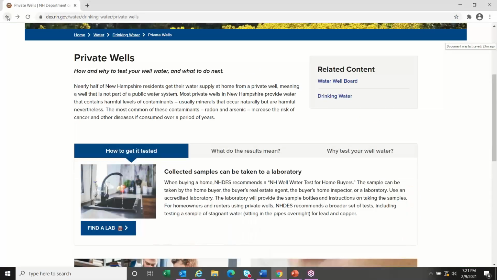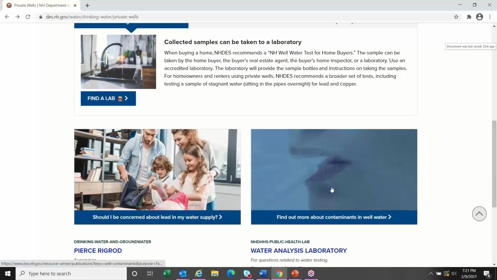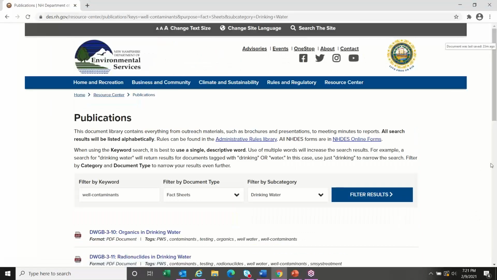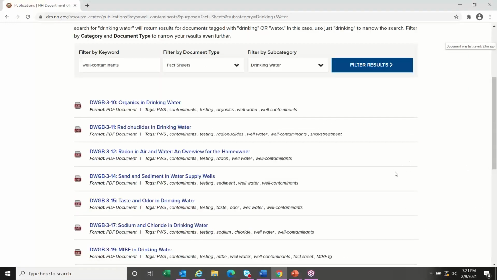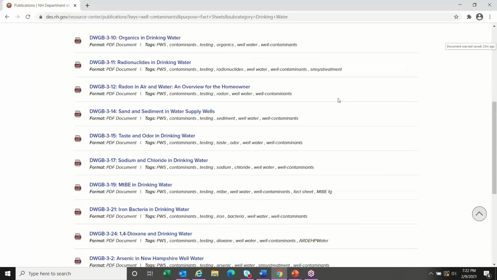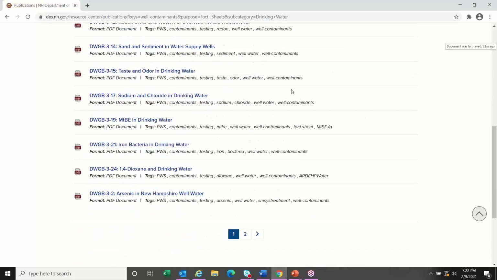Okay, back to the private well page. If you scroll down to the right-hand corner here, find out more about contaminants and well water. If you click on that, it will bring you to a list of environmental fact sheets. These are all the fact sheets that are related to common problems with water quality in wells. So you can see there's a variety here.